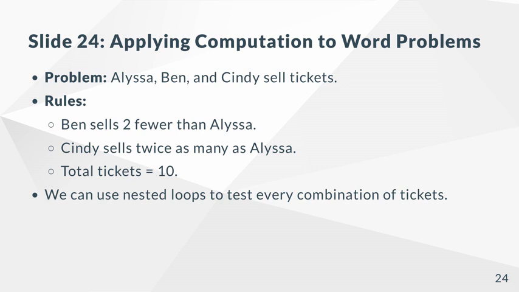Instead of solving this algebraically with pen and paper, we can define the problem as a search space and let the computer test every possible combination of tickets until it finds the one that satisfies all three constraints.